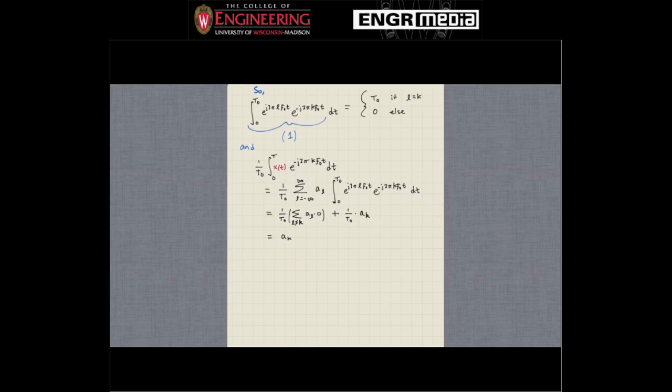So what were we trying to do in the beginning? We were trying to show that here, this was our definition of a sub k. We wanted to show that we could just plug in what we used to represent x of t, and then we just get back to a sub k, confirming the Fourier series, right? And let's do exactly that. This is what we had written first, and then we plugged in what x of t was, and then we exchanged the order of integration and the sum.